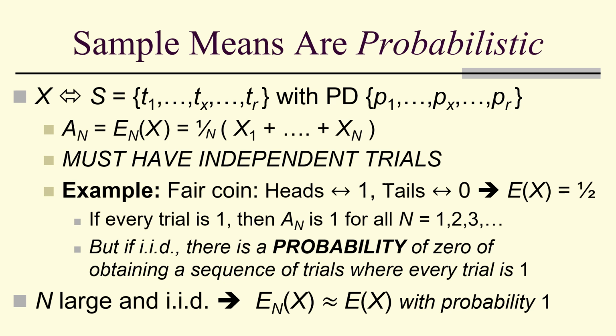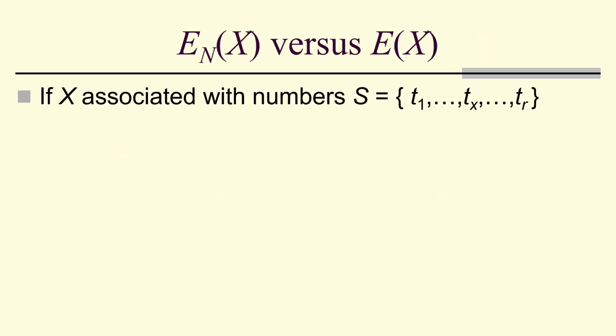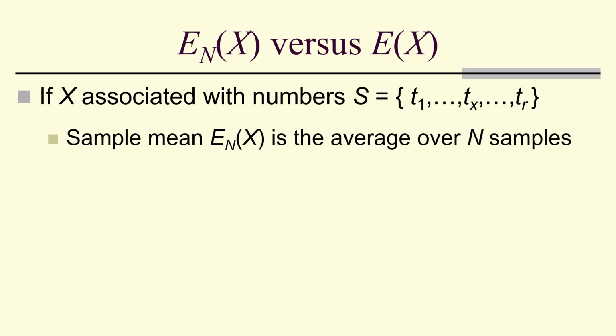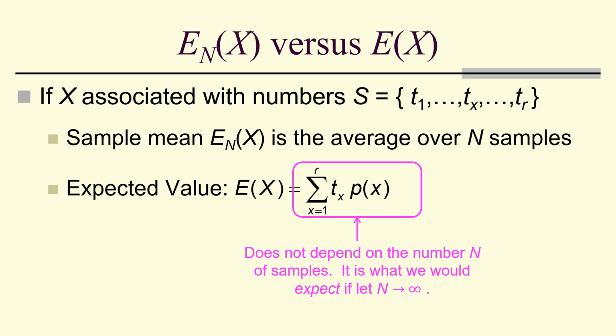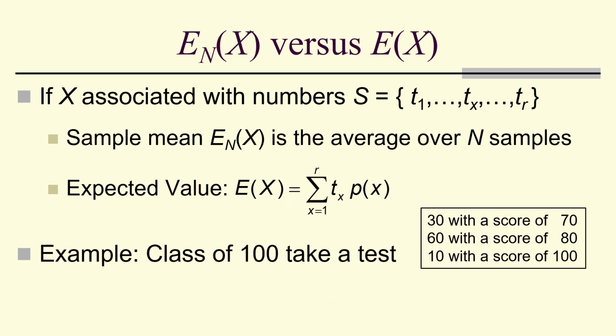So therefore, we can say that if n is large and the trials are IID, then the sample mean is approximately the expected value with probability 1. So if x is associated with these numbers, again, the sample mean is the average over n samples. Expected value is the sum, t sub x, p of x. Notice it doesn't depend on the number of samples. It's what we would expect if we let n go to infinity.